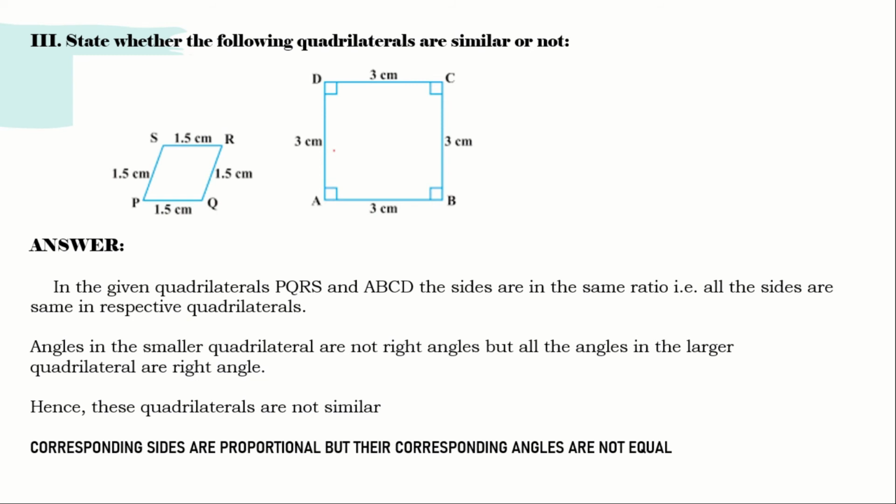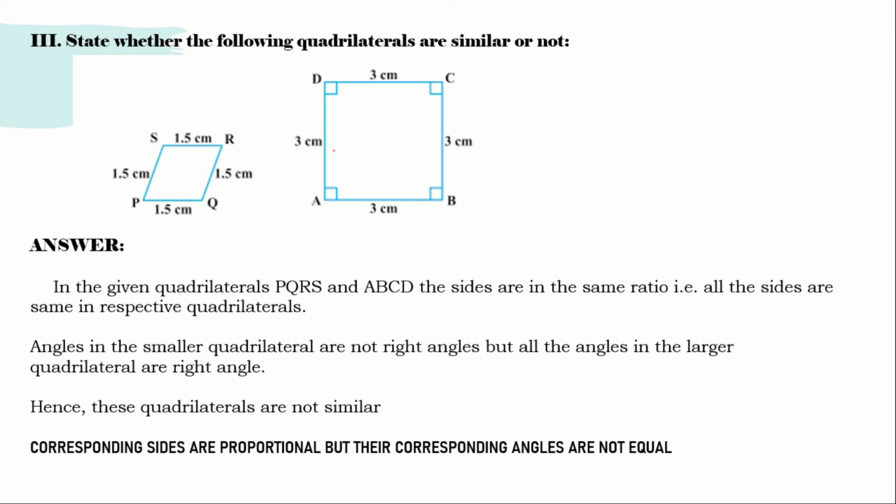Moving on to the last question of exercise 2.1, that is, state whether the following quadrilaterals are similar or not. Two polygons are given, which we need to find out whether they are similar or not. Here in the given quadrilaterals PQRS and ABCD, the sides are in the same ratio.